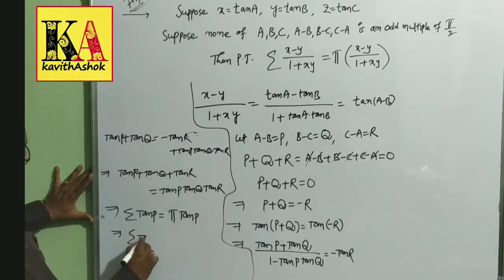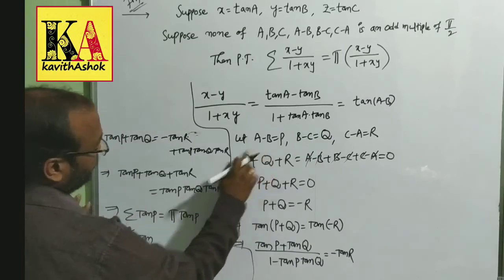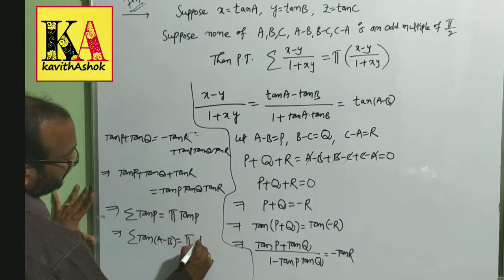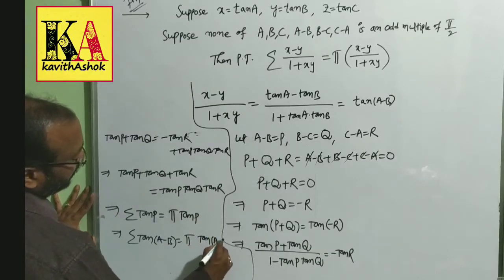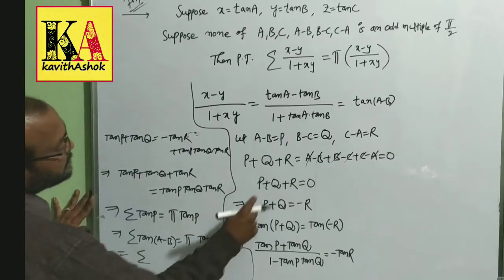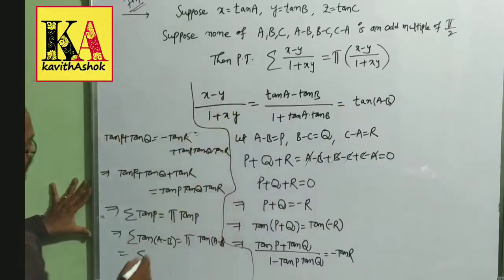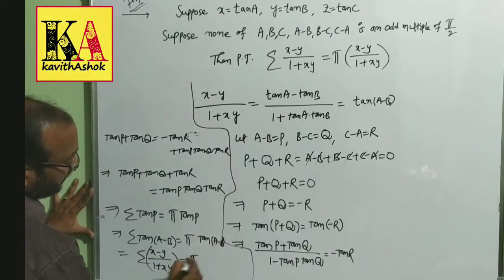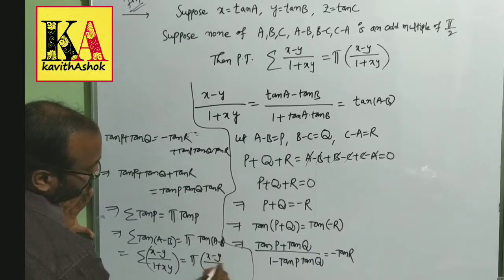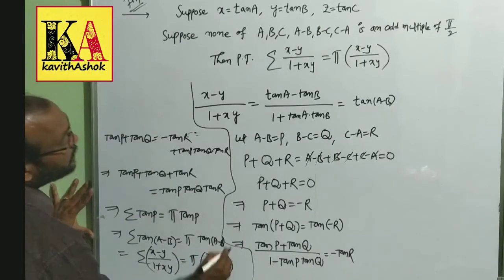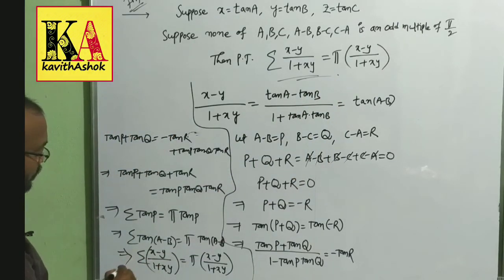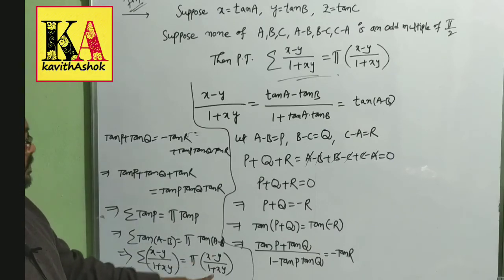Now sigma tan P, in the sense here, A minus B, is equal to pi of tan A minus B. Again the summation of tan A minus B. Tan A minus B is nothing but this one, x minus y by 1 plus xy, is equal to pi times of, again tan of A minus B, in the sense x minus y by 1 plus xy. Let's look at here now. This is the form: summation of x minus y by 1 plus xy is equal to the product of x minus y by 1 plus xy.